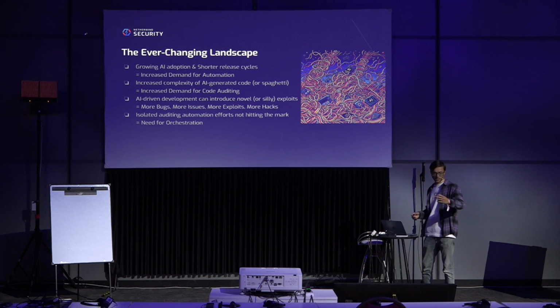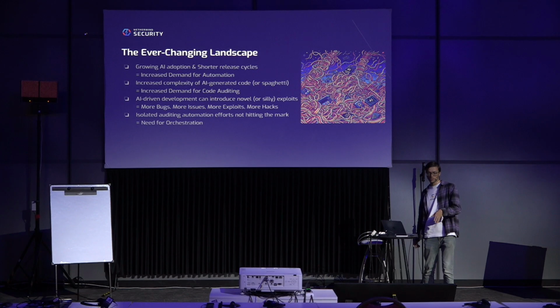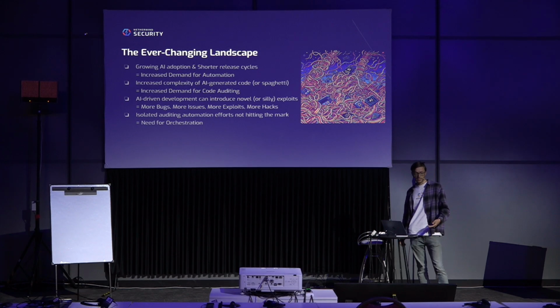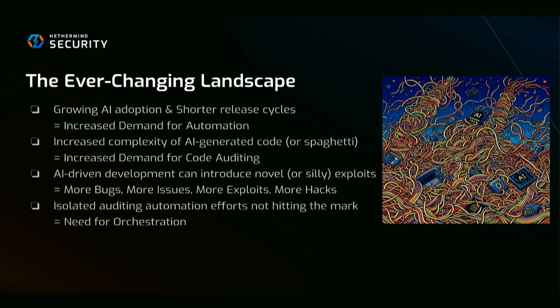So as I said, we have the growing AI adoption, the increased complexity of the AI-generated code, and then we have AI-driven development, which introduces more bugs, more issues, more exploits, and more hacks. And afterwards, we see that, such as this tool called AuditAgent, there are other companies building such smart contract security tools. So we have a bunch of agents which can deliver some good results, but they don't quite hit the mark. So how about we put all of them together and orchestrate them into a platform that offers you, in the end, a more complete report.